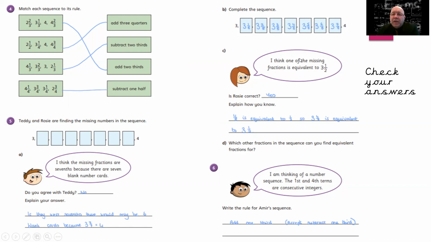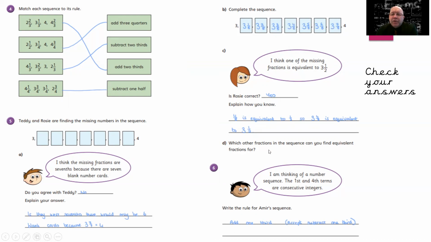Now, Rosie thinks one of these is equivalent to 3.5. Is she right? Well, yes, she is. The one in the middle, 3 and 4/8. 4/8 is equivalent to a half. And we know that because if we divide top and bottom by 4, 4 divided by 4 is 1, 8 divided by 4 is 2. So 3 and 4/8 is equivalent, is the same as 3.5.